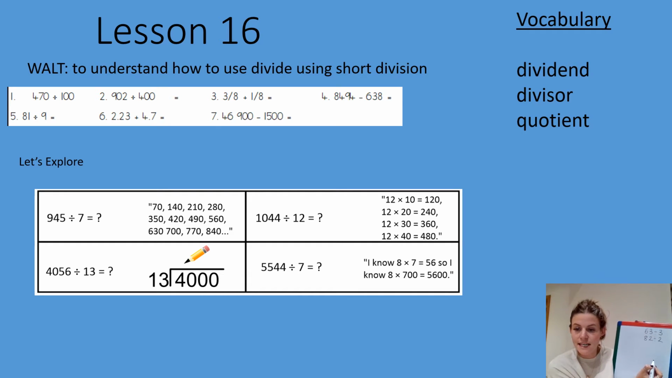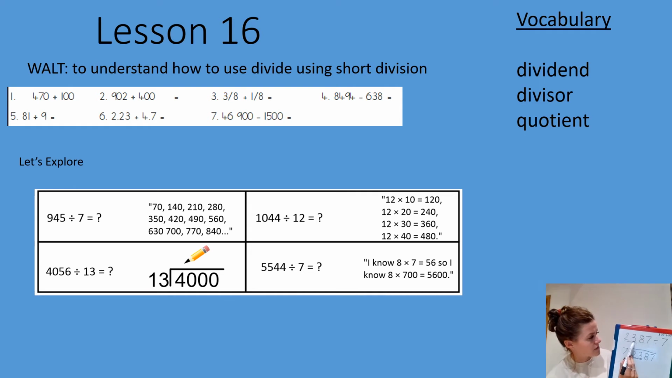Which number is my dividend? Which number is my divisor? How does that look using a short division? Okay, and then we look at how do we use a short division method when we're dividing larger numbers. So here we've got a 4-digit number divided by a 1-digit, divided by 7.